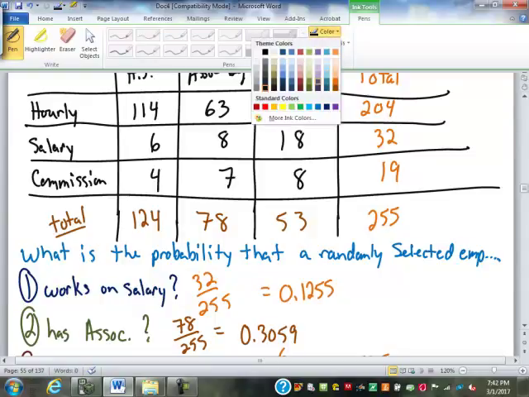So when we're doing that type of situation where it's an and, it's where the two things cross. That's why it's called an intersection of probabilities. If you were to take a formal probability course, they would actually call that an intersection.